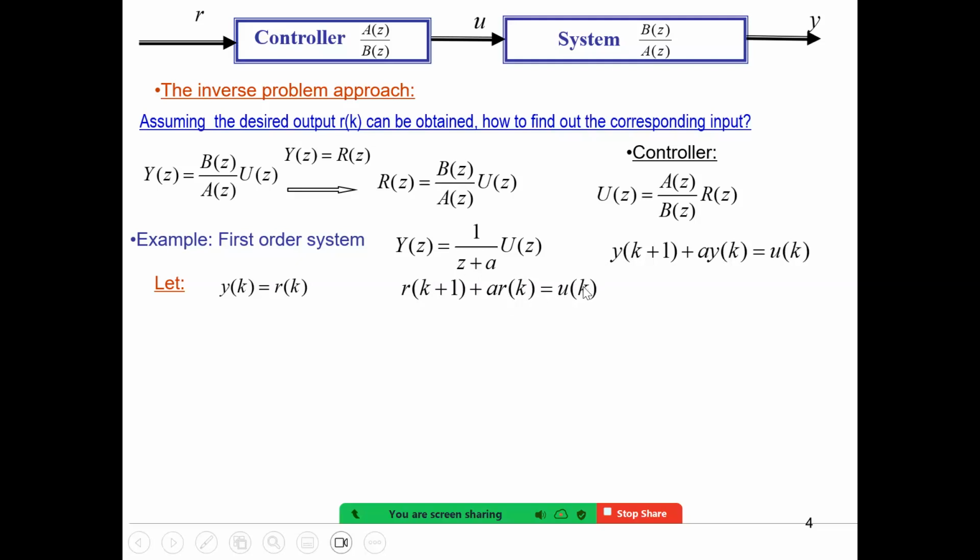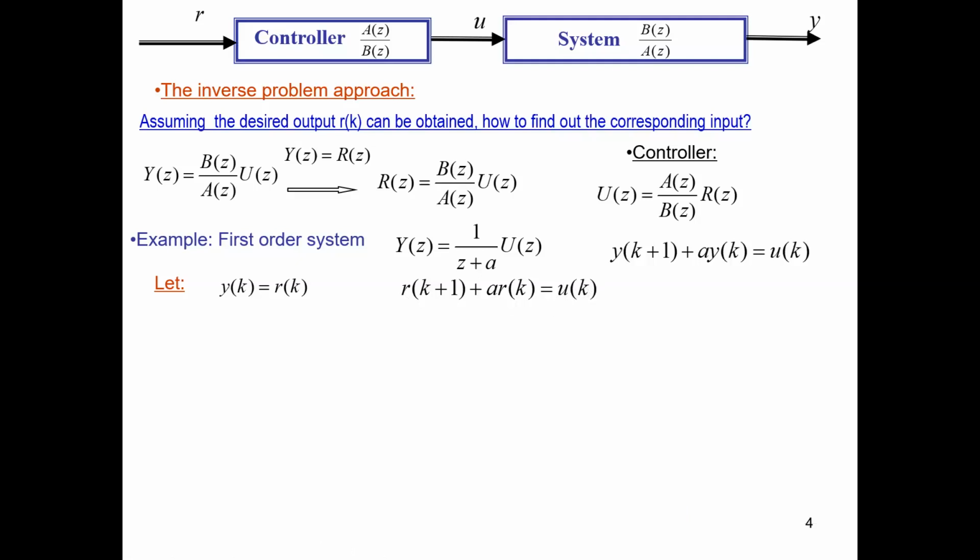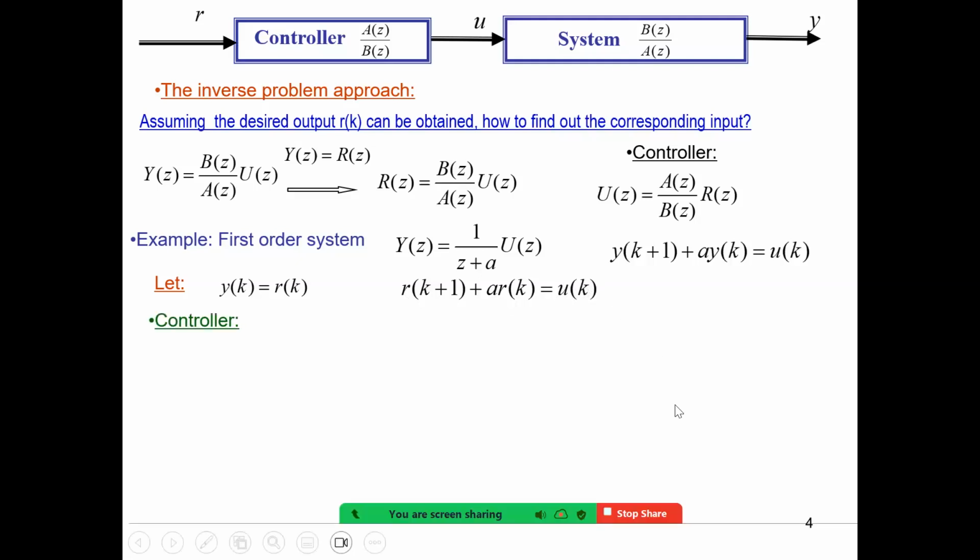Now, do we have a causality problem? No, because the reference signal, the desired output, is given. Of course, I know what the desired output is at the next step. So you can implement this controller without any issue. This is the controller. I put this input on the left side, and the signals on the right side are used to compute the input. We use the equations in the time domain. But does it work?